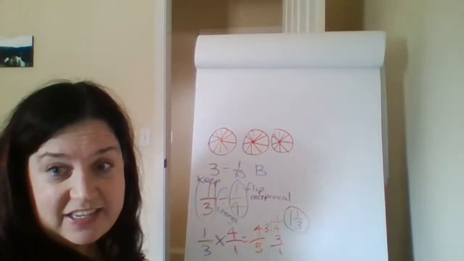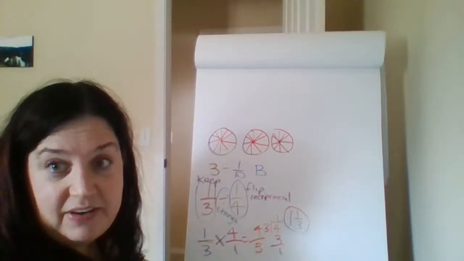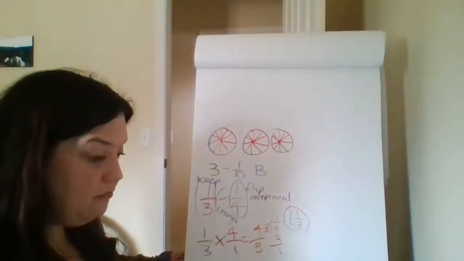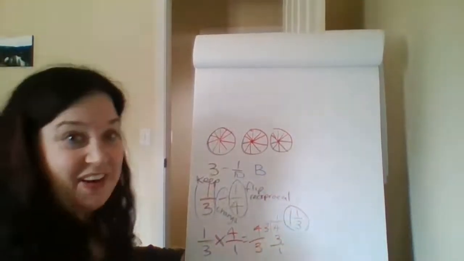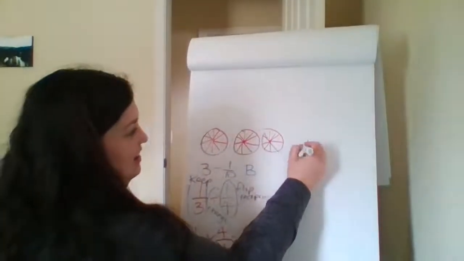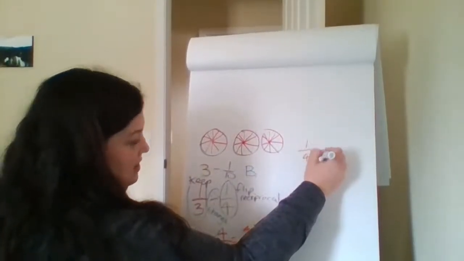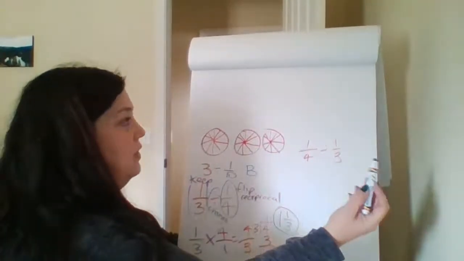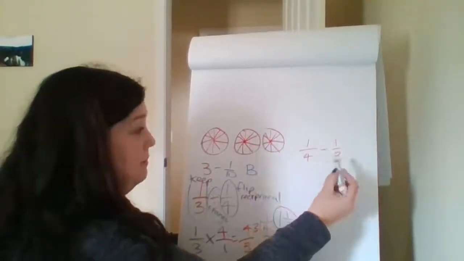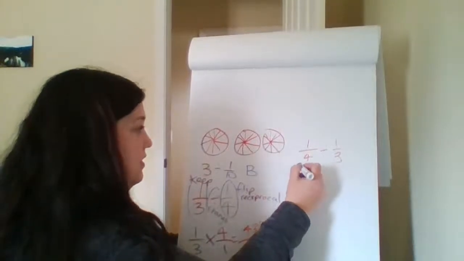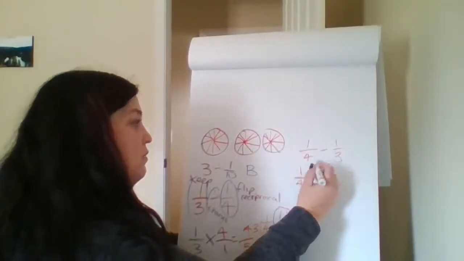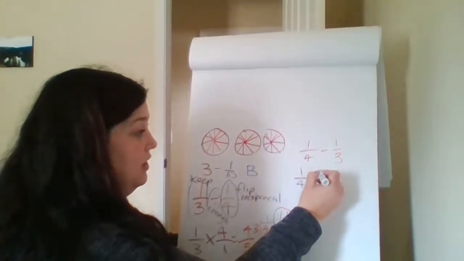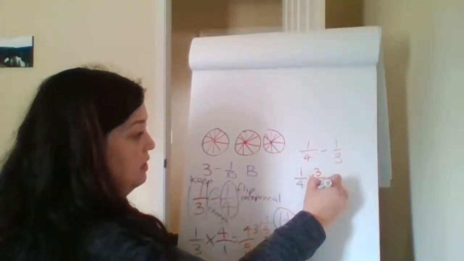Hey, Anthony, good to see you. Very good, guys. Okay, so we're working on number 14 now. Number 14 is 1/4 divided by 1/3. Okay, so we're going to keep it, change it, flip it, right? So we keep our 1/4. We change division to multiplication, and we get our reciprocal of 1/3, which is 3/1.